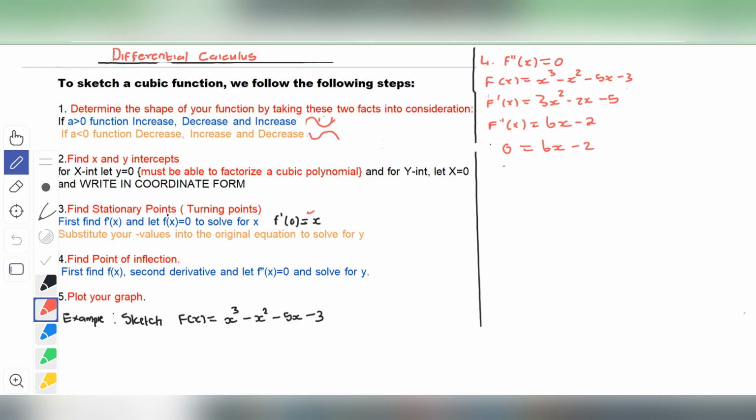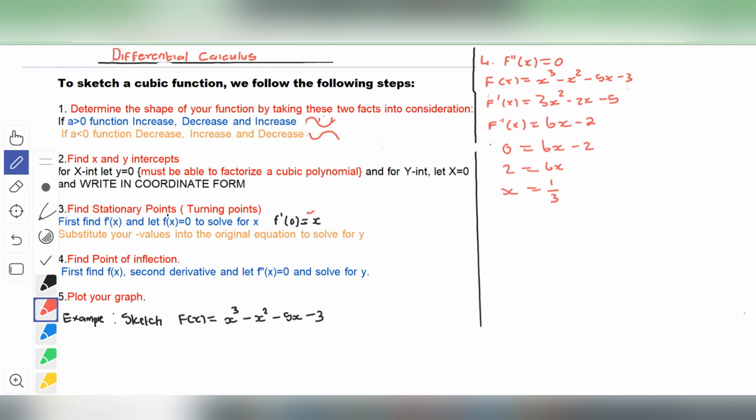Therefore we can have 2 equals 6x. Therefore we can see that our x value is going to give us what? Not 5 over 3, wait. It's going to give us 2 over 6, which is 1 over 3. Let me remove this one. Okay guys, this is how you find the point of inflection.